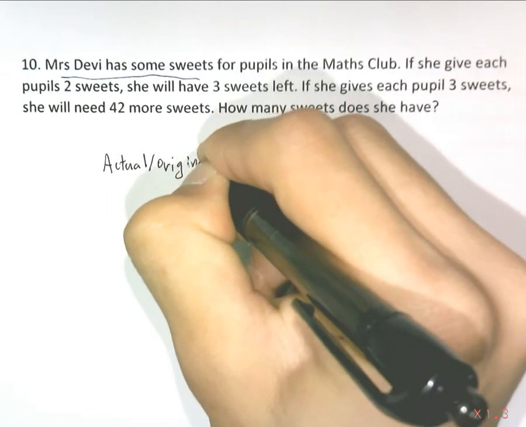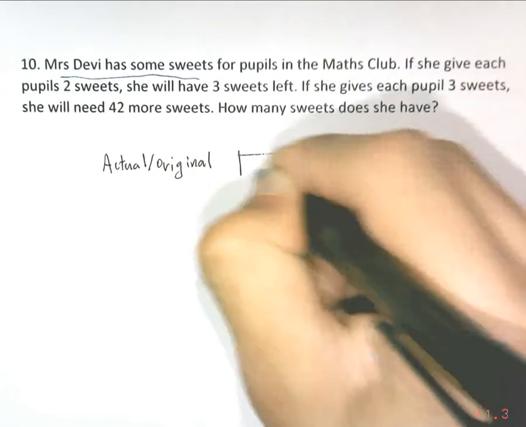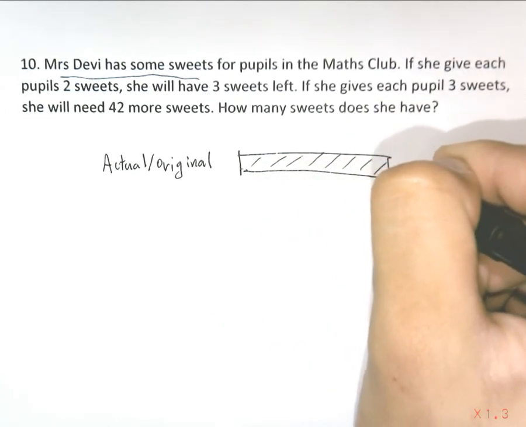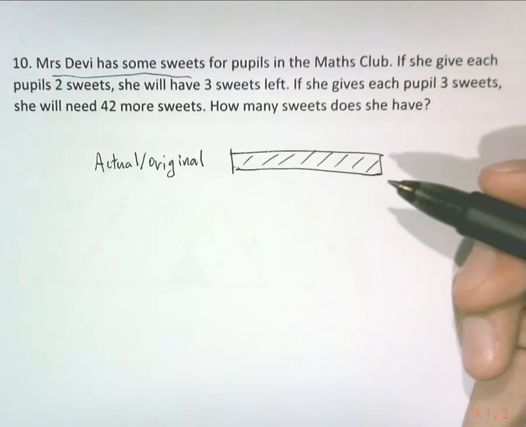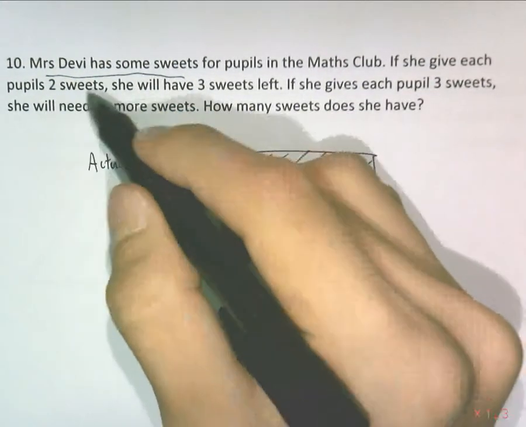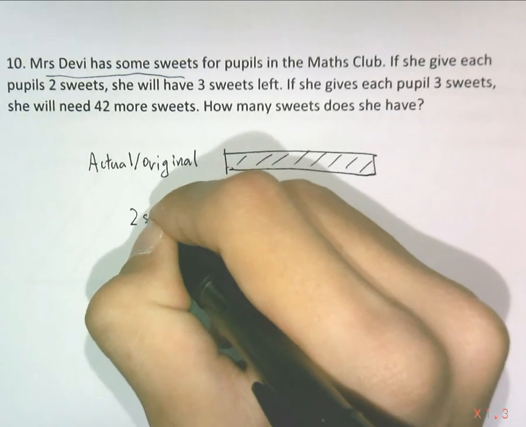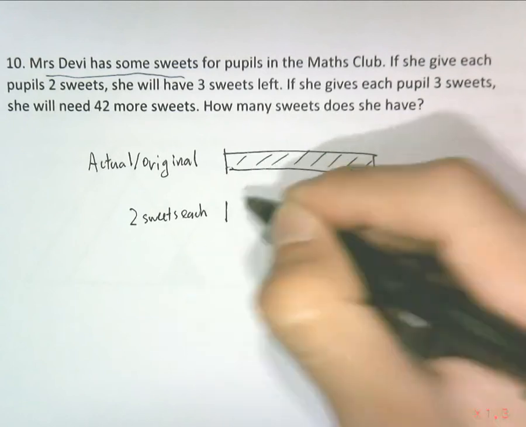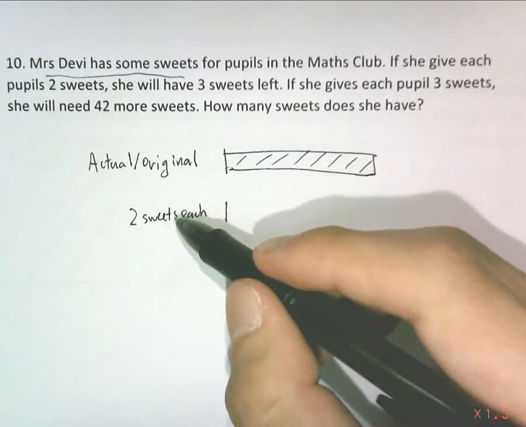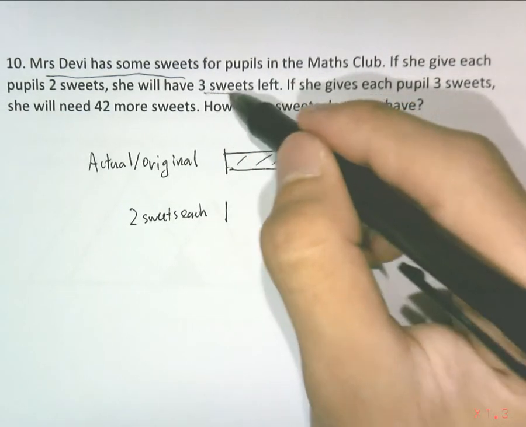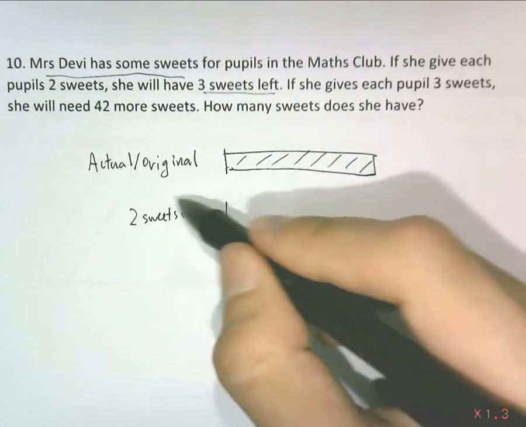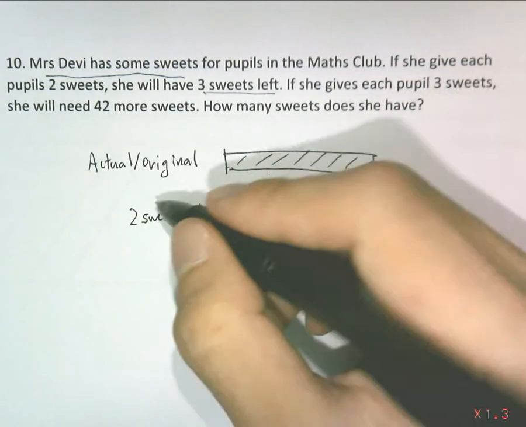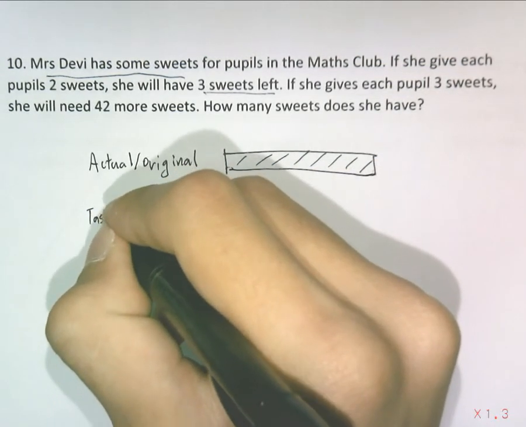So this will be a model representation of the number of sweets that she actually has. If you were to give each pupil 2 sweets, so 2 sweets each, first of all, we do not know the number of pupils, but we know that if you give 2 sweets each, you will have 3 sweets left. So giving 2 sweets is a sort of task. The first case is the task of giving 2 sweets each.